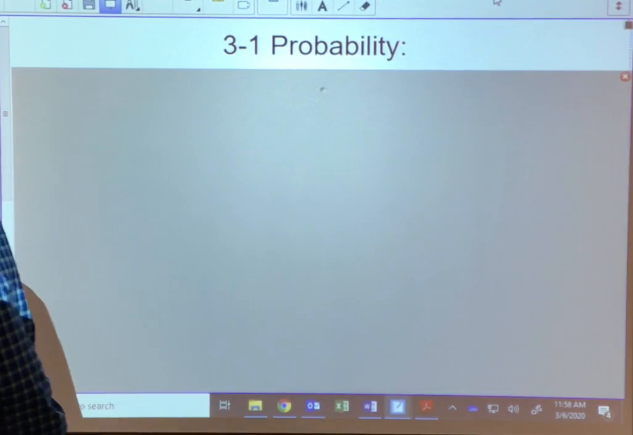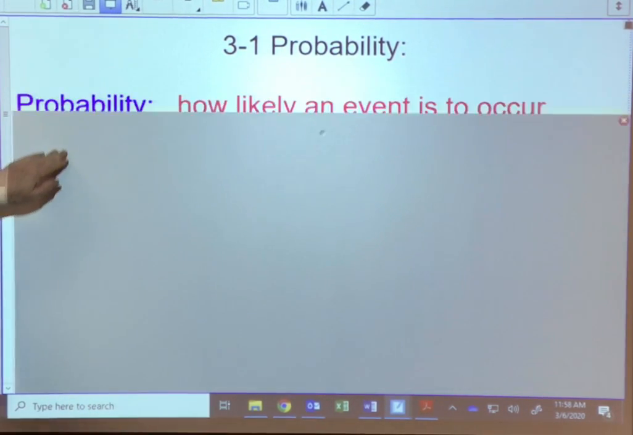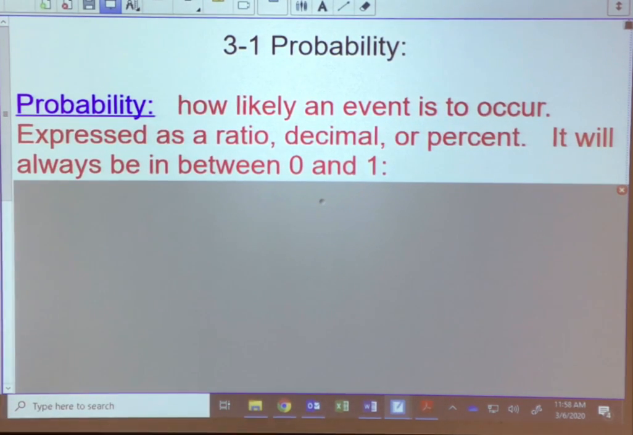Right. Let's talk probability today. Probability is how likely an event is to occur. We can express it in three different ways: as a ratio, a decimal, or a percent. And the probability will always be a number between 0 and 1.